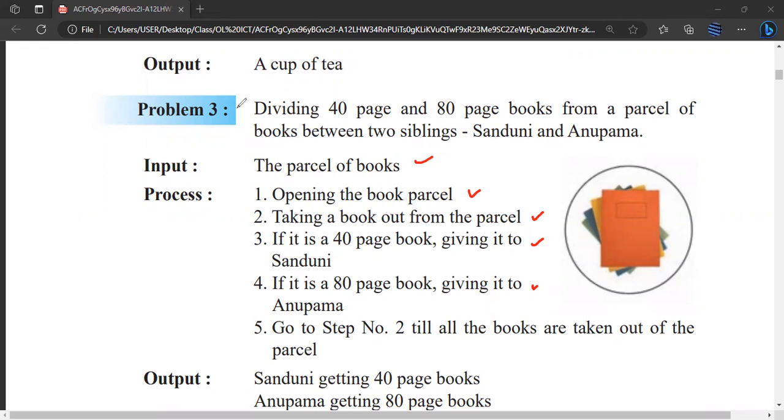So there are not only two books, no? So there are 40-page and 80-page books in a parcel of books, right? Therefore, until the books are finished, you need to go to step number 2, taking a book out from the parcel. If it is a 40-page book, give it to Sandhuni, and if it is an 80-page book, giving it to Anupama. So until all the books are taken out of the parcel, you need to go to step number 2 and repeat the below steps, right? Then output is Sandhuni getting 40-page books and Anupama getting 80-page books, right?